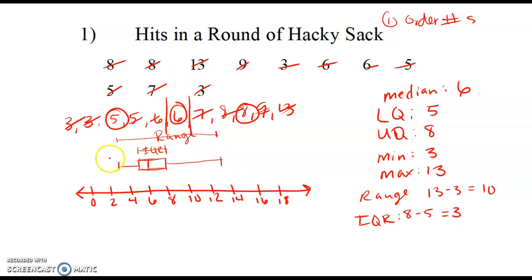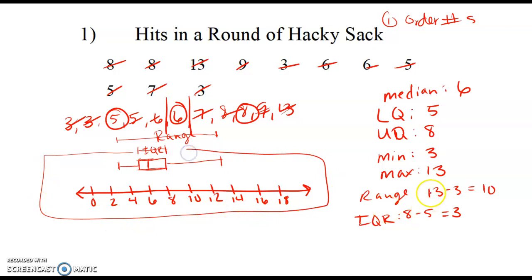And so we've created, this is how we create a box and whisker plot. And then if you need the range or the interquartile range, this is how you find that information. And that is a quick refresher on box and whisker.